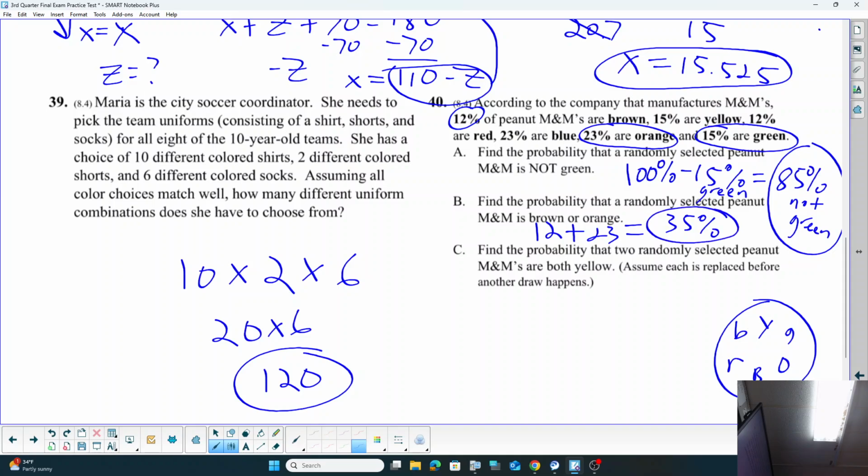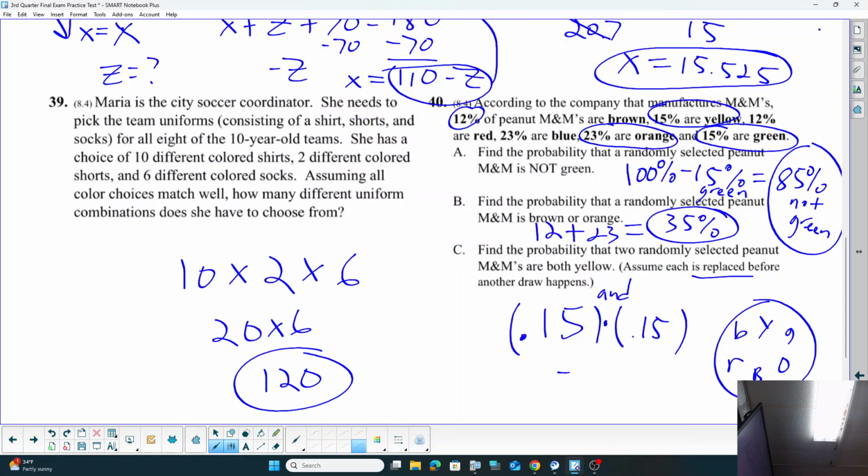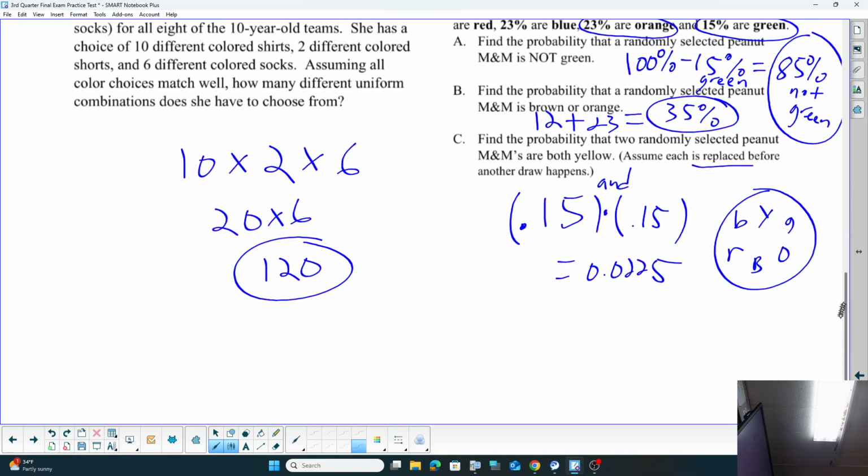Find the probability that two randomly selected peanut M&Ms are both yellow. Assume each is replaced. So yellow would be 15%. And we pull out again, 15%. So we multiply those together, and that's going to be 0.15 times 0.15, which is 0.0225. Nice, we did it!